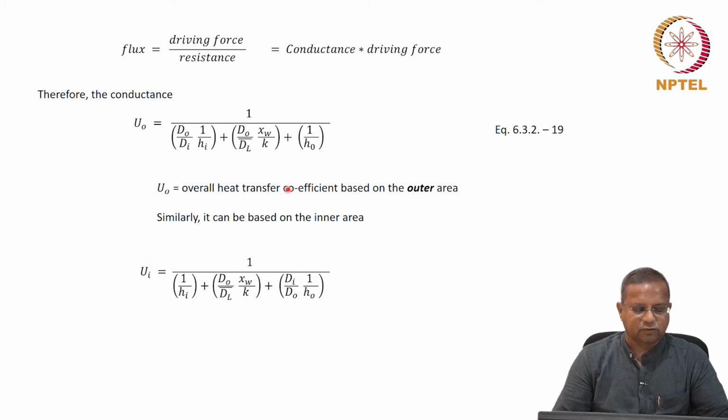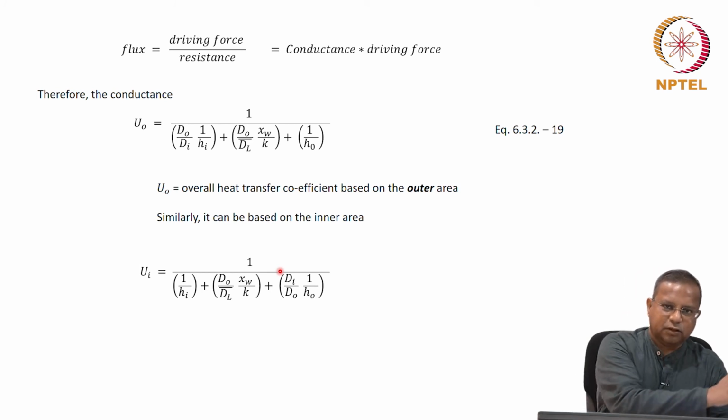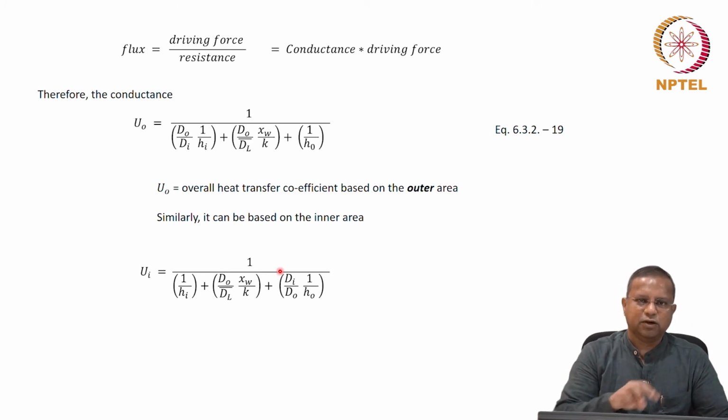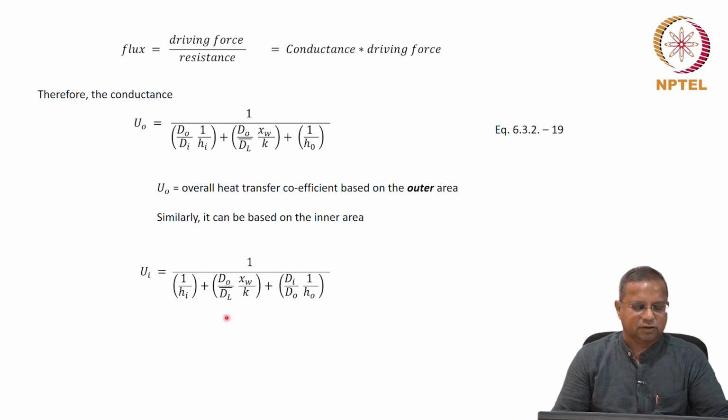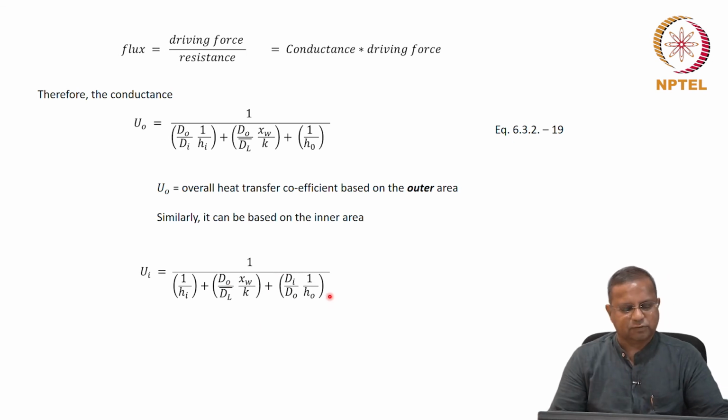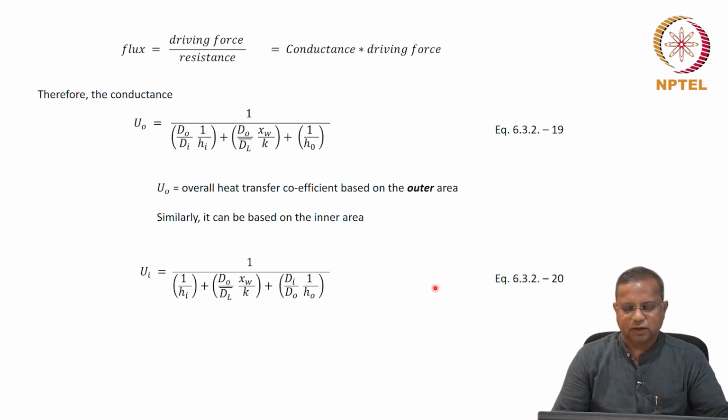The overall heat transfer coefficient based on the inner area of the inner pipe would be this: 1 by [1 by hi plus d naught by dl hash times xw by k plus di by do times 1 by ho]. Of course I have not shown this, but you will have to go back, pull that other term out and rederive it in a few steps, and you would get here. Let us call this equation 6.3.2-20.